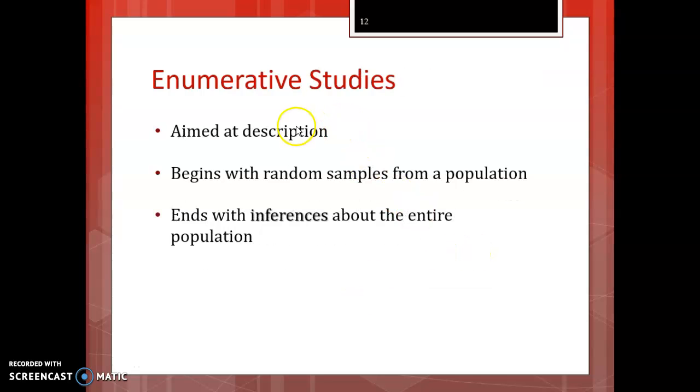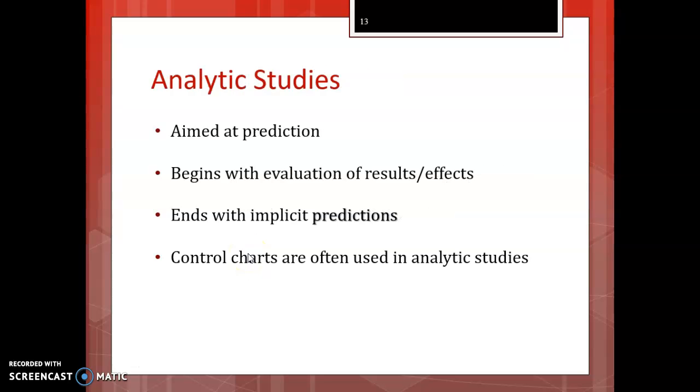Let's talk a little bit about enumerative studies. They're aimed at a description, begin with random samples from a population, and end with inferences about the entire population. Analytical studies, you're aimed at a prediction, and you begin with evaluation of results and effects, and then end with implicit predictions. Control charts are used a lot in this study.